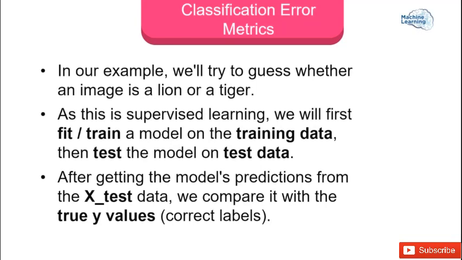As this is a supervised learning problem, the first thing we need to do is build or train a model on some training data. This means we're going to have images where a person has gone before and tagged them as a lion or a tiger. Then we'll test this model on test data. So we're going to show new images that the model hasn't seen before, take the model estimate, and then compare the results with the correct answer that we already know. Hence, when we have model predictions from X test data, we compare it with actual Y values.